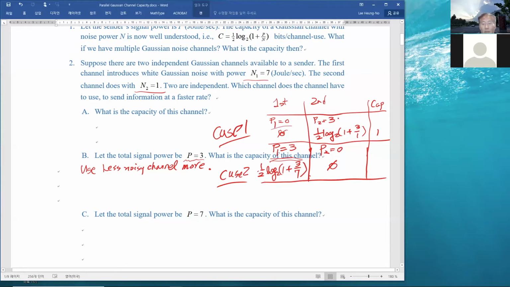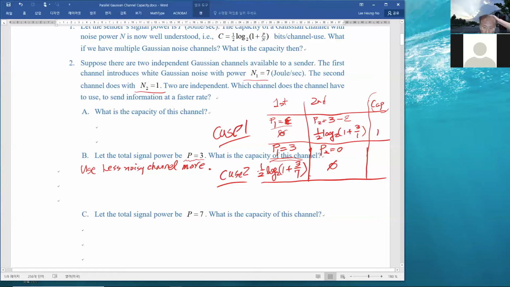So let's say we take away a little bit and give it to the first channel, right? Would this make the overall capacity, the sum of the two capacities, greater? So if I allocate non-zero power to the first channel, would it make it better in terms of the sum capacity? What I mean by that is the capacity of the first channel and the capacity of the second channel, and add them up. That's the sum capacity or the total capacity.